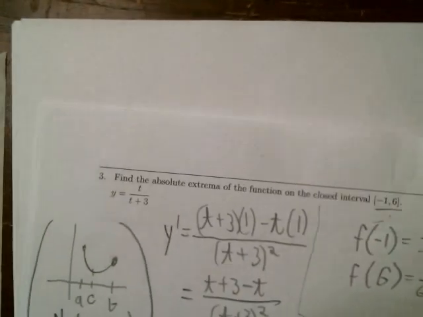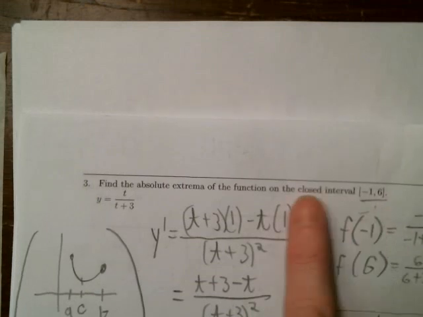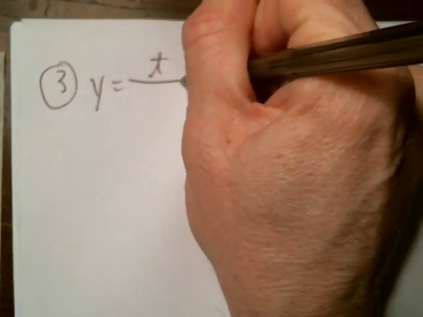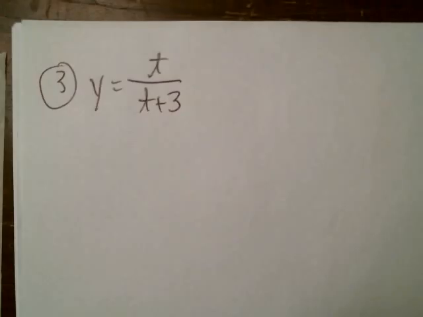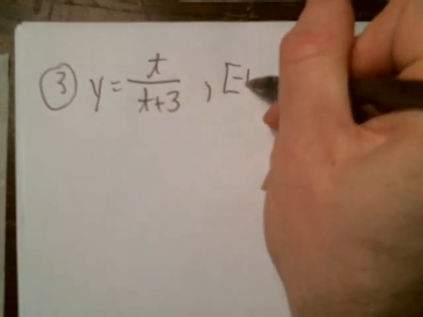The next sort of exercises are the max-min on closed interval problems. So for these guys, you'll be given a function, and then an interval, and you have to find the absolute maximum and absolute minimum on that interval. Okay, so this is problem 3. We have y equals t all over t plus 3, on the interval from negative 1 to 6.